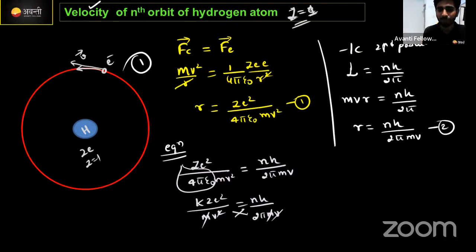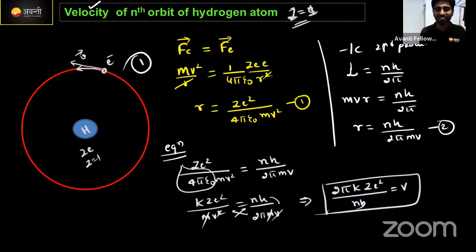Okay, if you do cross multiplication, the equation will become 2 pi k z e square divided by nh, as nh comes to the denominator. Right now, 1 v is remaining, that will come to this place. It will be v. दोनों equation same ही है. There is nothing change. Okay. If you substitute the value of k as 1 by 4 pi epsilon naught, again it will be cancelled. Correct only.